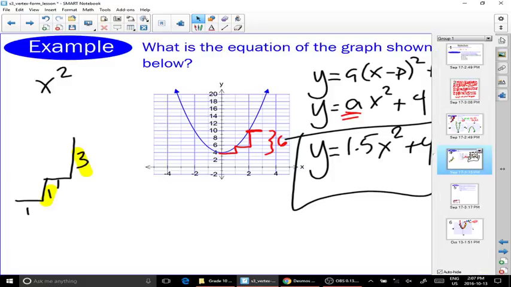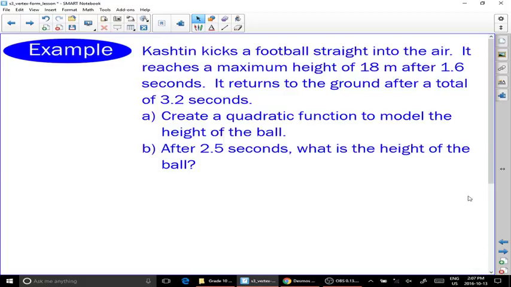One more question. Cashton kicks a football straight in the air. It reaches a maximum height of 18 meters after 1.6 seconds. It returns to the ground after a total of 3.2 seconds. Part A, create a quadratic function to model the height of the ball. Part B, after 2.5 seconds, what's the height of the ball? So here's the deal.